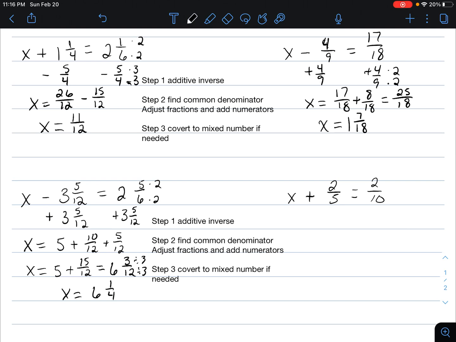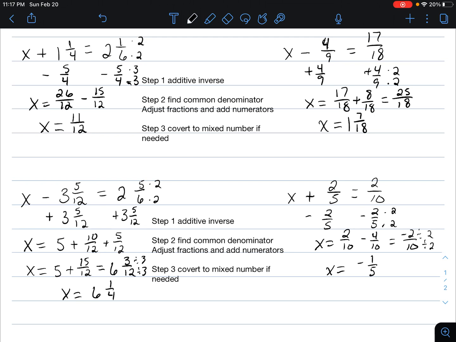Okay, last one, x plus 2/5. We're going to minus 2/5, additive inverse. Okay, we have to adjust, so they have a common denominator. We have to times that by 2. That's going to give us 10, so the top one does not have to be adjusted. So x is equal to 2/10 minus 4/10. Well, you'll get a negative 2/10. So x can actually equal negative 1/5, because you can divide both 2 and 10 by 2.